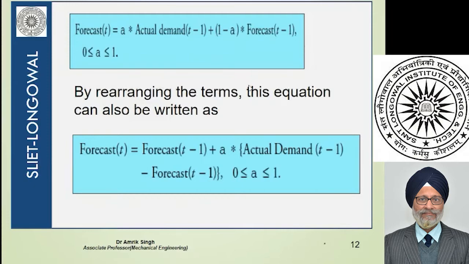By rearranging this equation, we can have a relation that is easy to remember: the forecast for period T is equal to the forecast for T minus 1, plus A times the actual demand of T minus 1 minus the forecast of T minus 1. The A, or alpha, varies between 0 and 1.